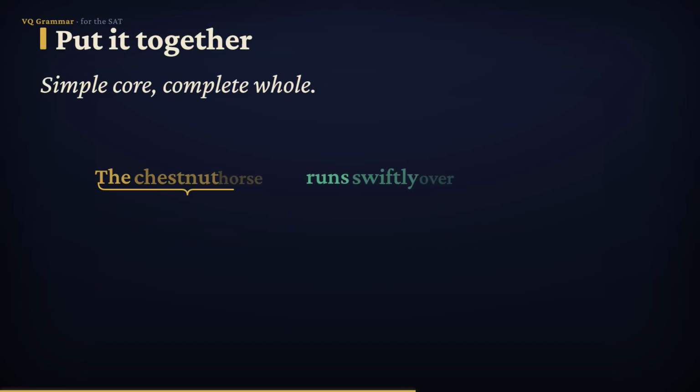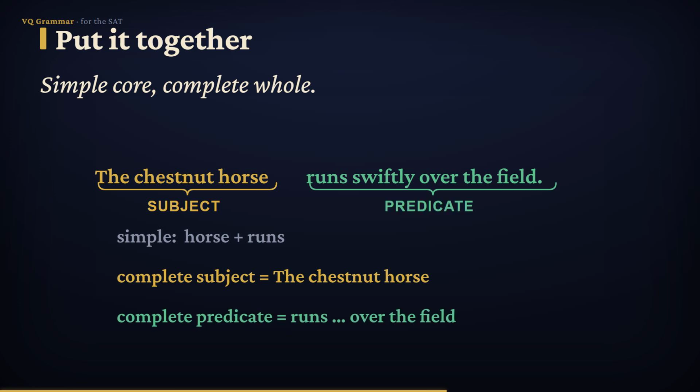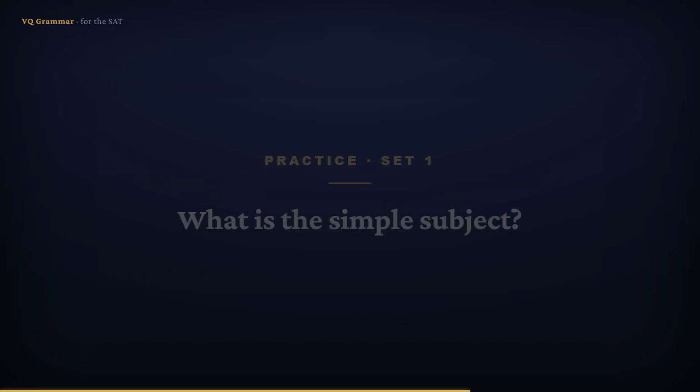Let's put it together. The chestnut horse runs swiftly over the field. The simple subject is horse, and the simple predicate is runs. The complete subject is the chestnut horse, the horse plus its describers, and the complete predicate is runs swiftly over the field, the verb plus all the words about how and where. Simple core, complete whole, subject and predicate, fully mapped.